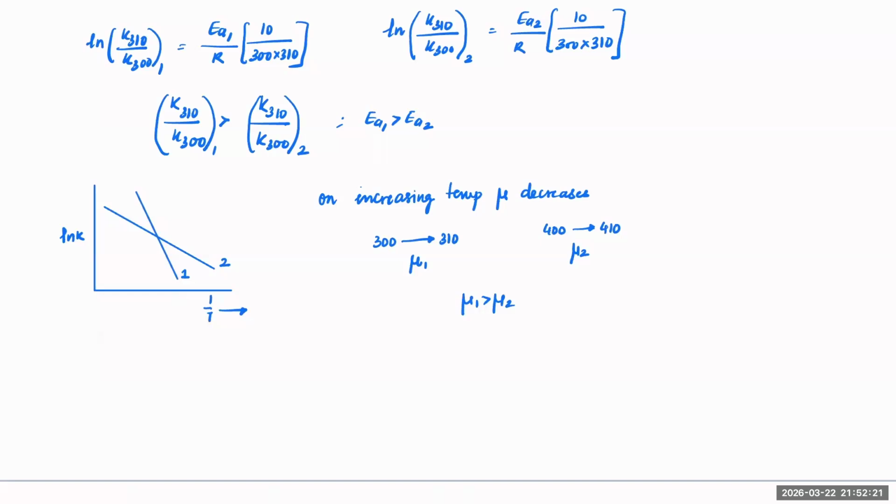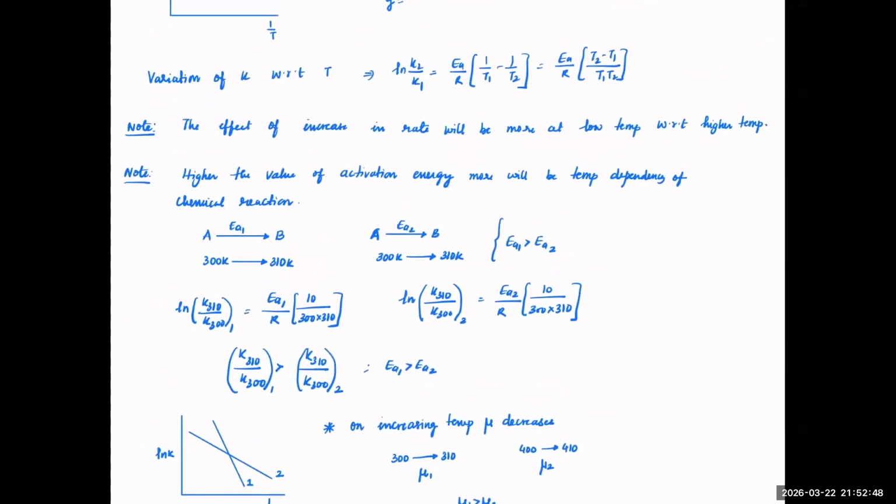The third aspect is about increasing temperature. On increasing temperature, usually the mu value decreases because the ratio of K2 by K1, that value decreases at higher temperature. That is, if you are changing 300 to 310 or 400 to 410, then the mu value here versus the mu value here, if you compare, at low temperature, the mu value will be higher. Okay, these are the important application points from rate constants. So please check.